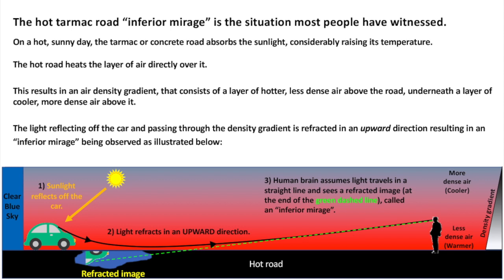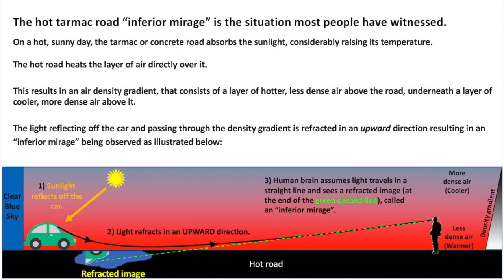The hot tarmac road inferior mirage is a situation most people have witnessed. On a hot sunny day, the tarmac or concrete road absorbs the sunlight, considerably raising its temperature. The hot road heats the layer of air directly over it. This results in an air density gradient that consists of a layer of hotter, less dense air above the road, underneath a layer of cooler, more dense air above it. The light reflecting off the car and passing through the density gradient is refracted in an upward direction, resulting in an inferior mirage being observed as illustrated below.